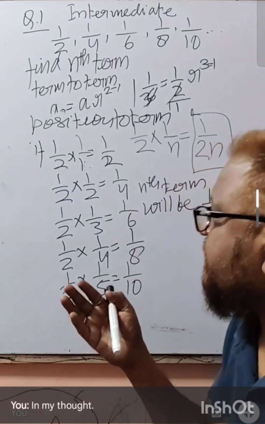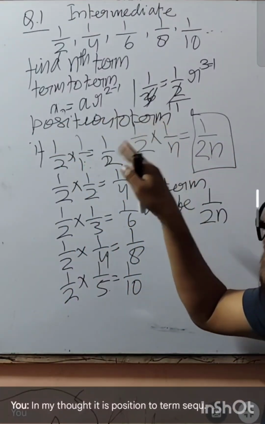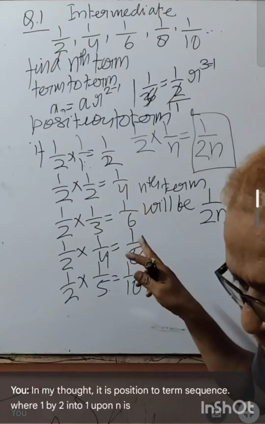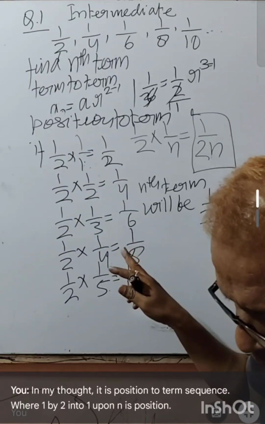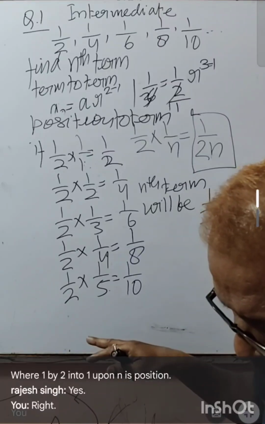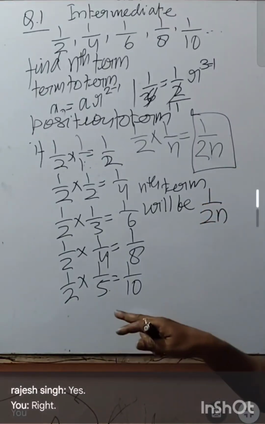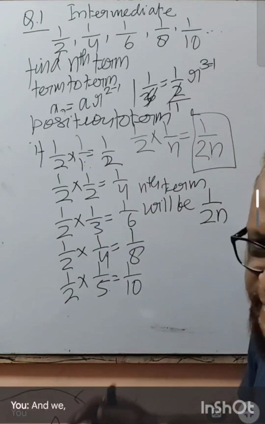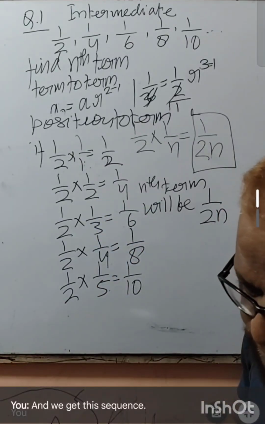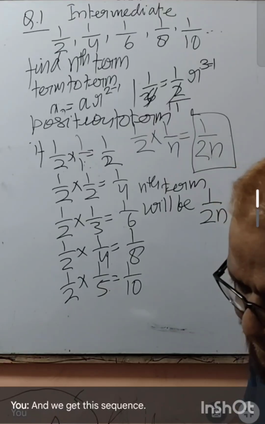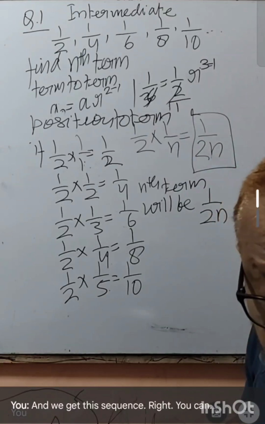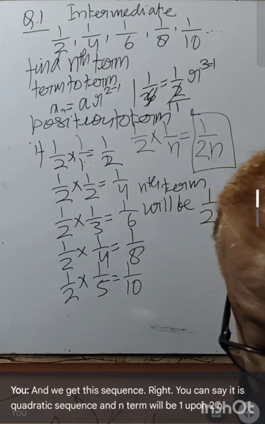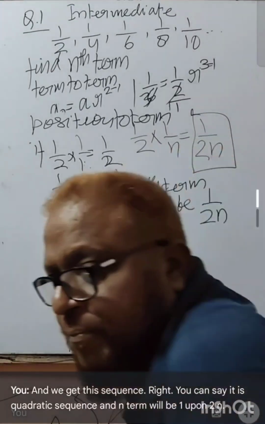In my thought, it is position to term sequence where 1 by 2 into 1 upon n is position, right? And we get this sequence, right? You can say it is quadratic sequence, and nth term will be 1 upon 2n. Okay?